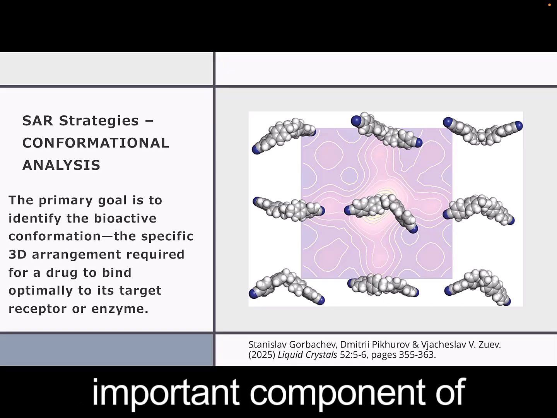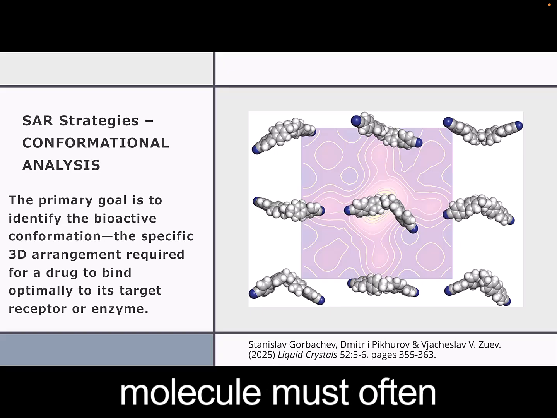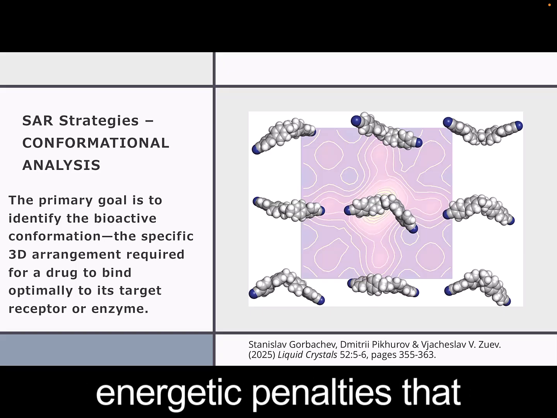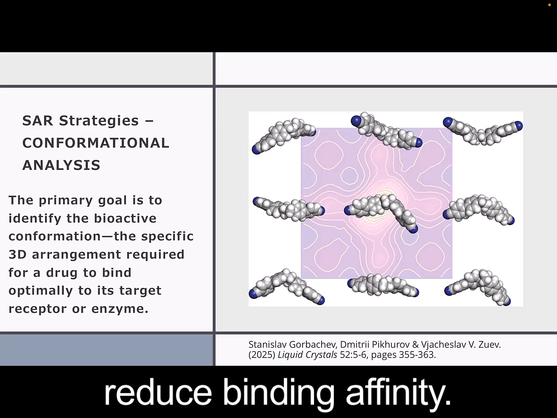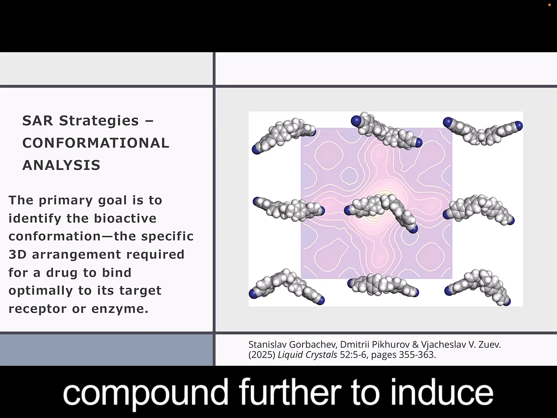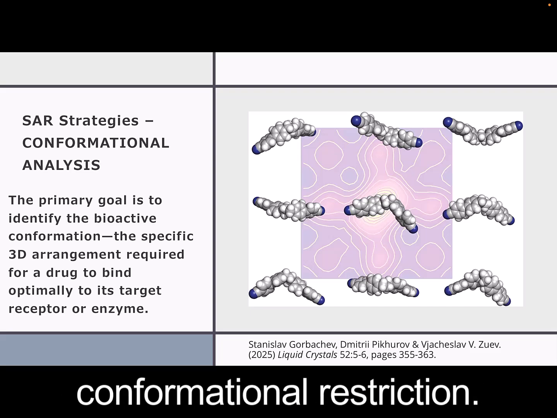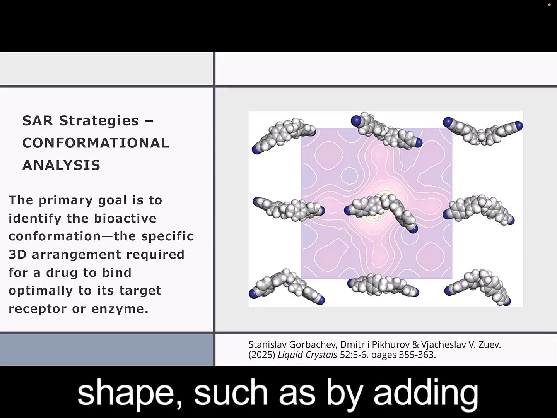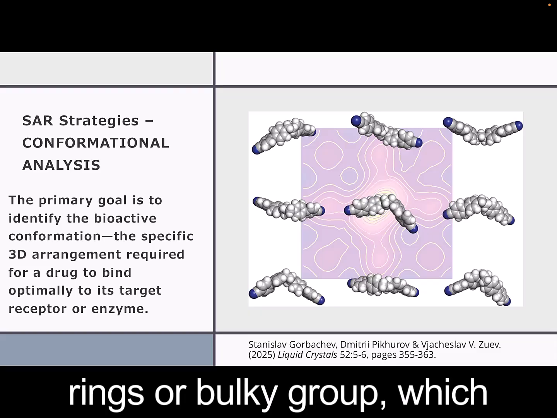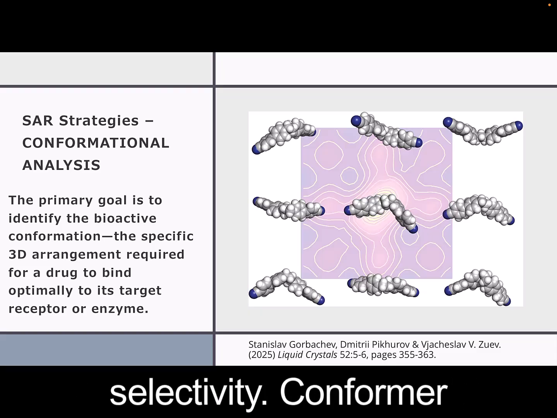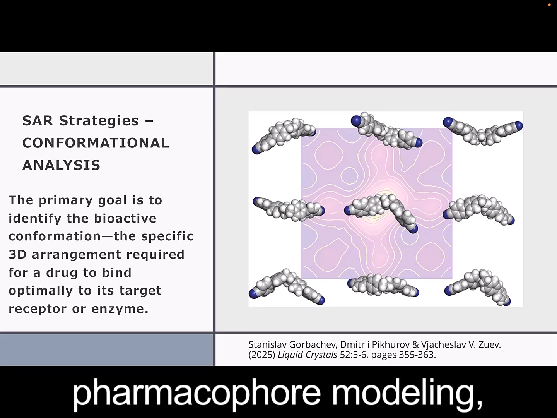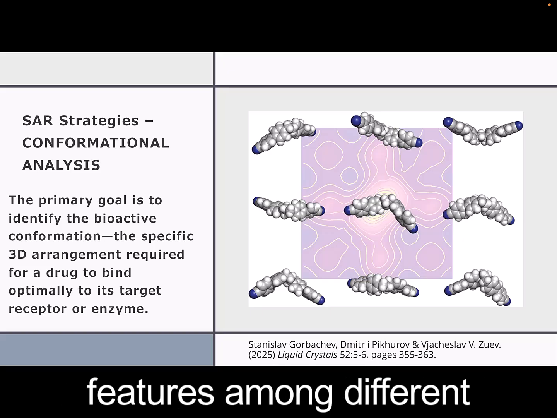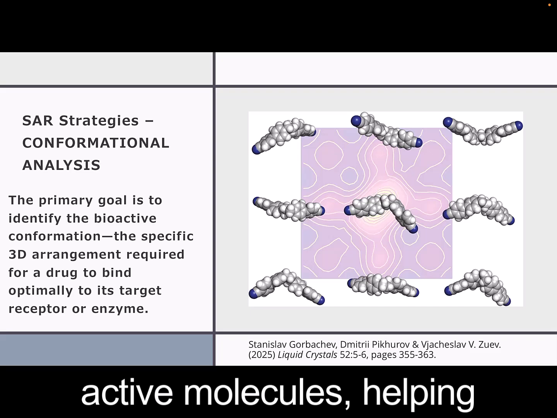Predicting affinity is an important component of conformer analysis. A molecule must often rearrange its shape in solution to fit into a binding pocket, and this rearrangement can carry energetic penalties that reduce binding affinity. Medicinal chemists can then choose or modify the compound further to induce conformational restriction. This is where the design of the drug is used to lock a molecule into its bioactive shape, such as by adding rings or bulky groups, which can improve potency and selectivity. Conformer analysis can also be used for pharmacophore modeling, where researchers use ensembles of conformers to identify common structural features among different active molecules, helping them to design new drugs.